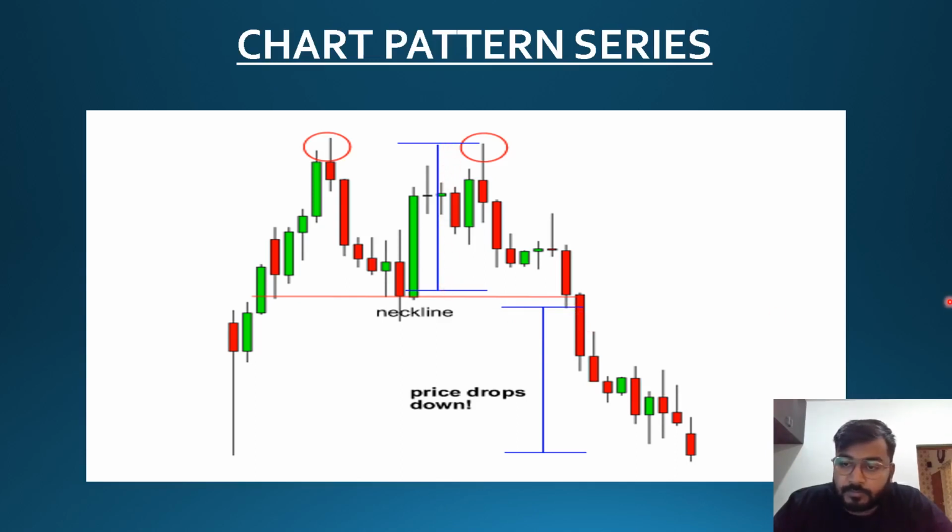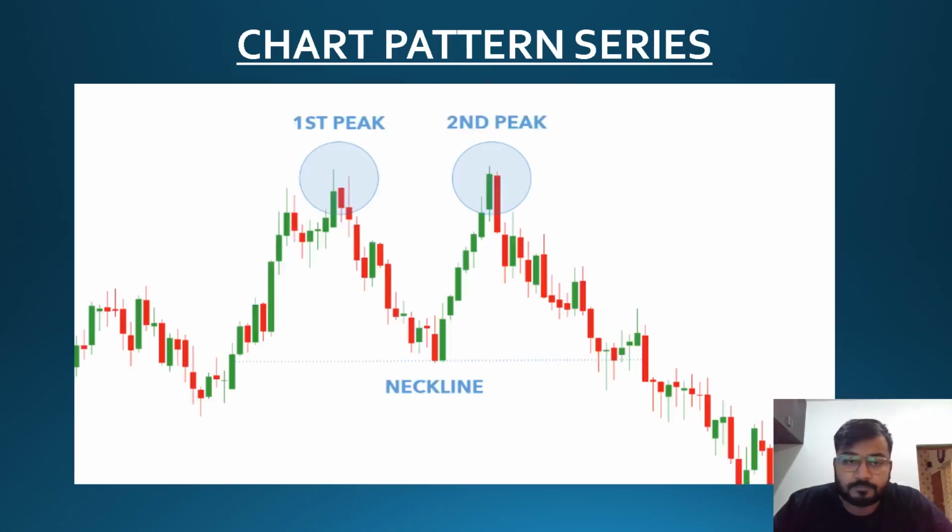Let me show you another example. Here you can see the market went up and made a first high. It went down again, then went up and made the second high. Now we will wait for the bottom line, the neckline, to break. As soon as this neckline is broken, we will enter our trade here. And the take profit, the target, will be the height of the difference between the neckline and the peak two.